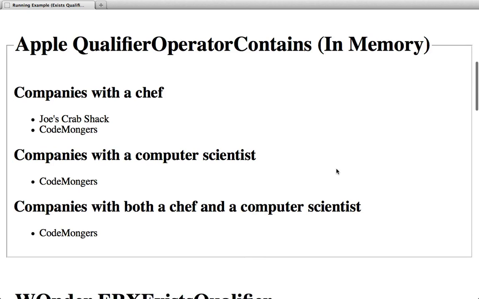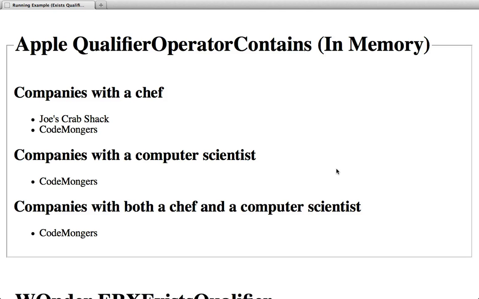Now, if I take the same qualifier and I do it in memory, we get the right results for looking for a chef. We get the right results when we're looking for a computer scientist. We only get Codemongers once. And if we're looking for both a computer scientist and a chef, we get Codemongers. Using all Apple qualifiers. Everything's Apple. I'm not talking about exist qualifiers yet. Everything's Apple.